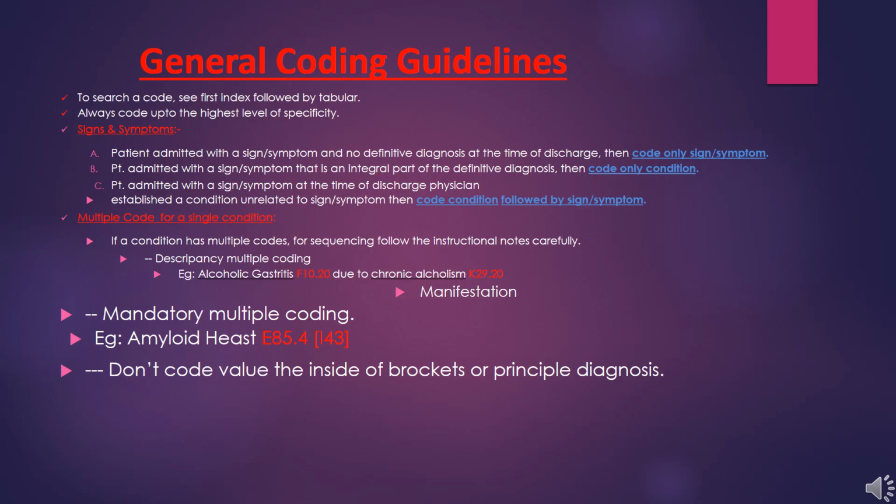For sequencing, follow the instructional notes carefully. Example: discrepancy, multiple coding. Alcoholic gastritis F10.20 due to chronic alcoholism K29.20, manifestation mandatory multiple coding. Amyloid heart disease E85.4, I43. Don't code the value inside the brackets as principal diagnosis.